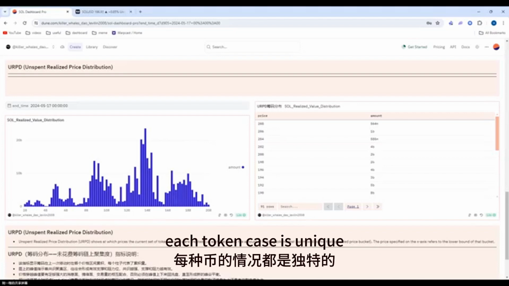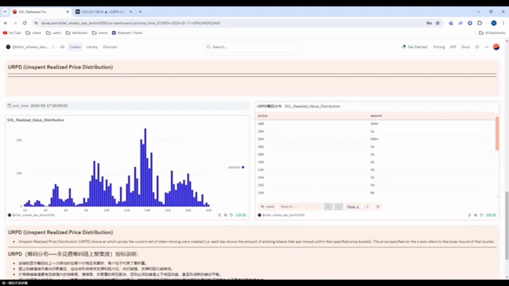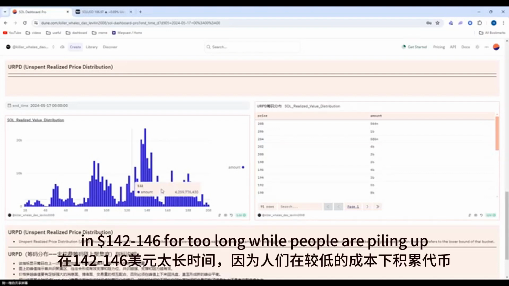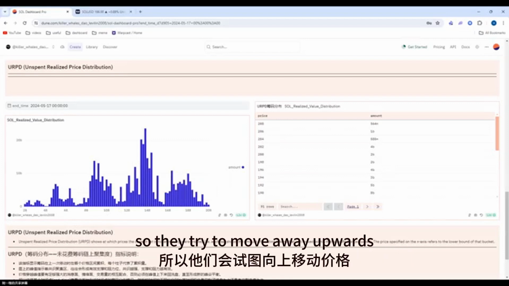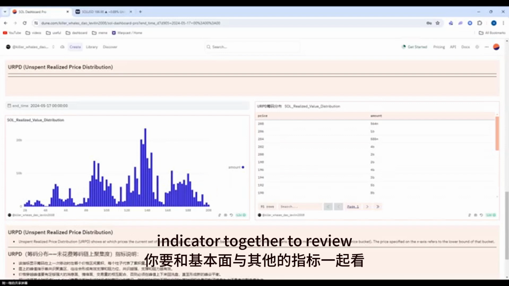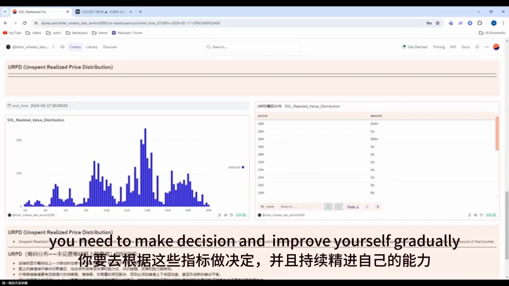Each token case is unique, but this is generally what is going to happen. Or the second scenario, VCs or market makers may not want to stay at 142 to 146 for too long while people are piling up tokens at a cheaper cost. So they try to move away upwards. Each case is unique and you have to combine it with fundamentals and other indicators together to review. But at the end of the day, you need to make decisions and improve yourself gradually.